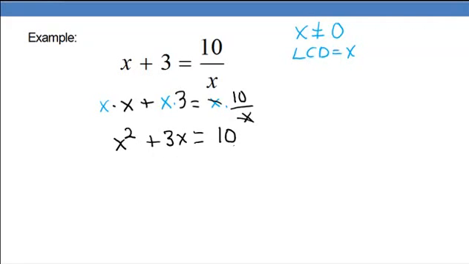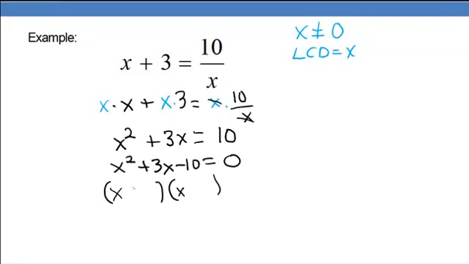This time we ended up with a quadratic equation. So we need to get a 0 on one side. So we'll subtract the 10. And then remember we have to factor to solve. So we want different signs. And how about 5 and 2 to get 3? So plus 5 minus 2. And then set each piece equal to 0 to solve.